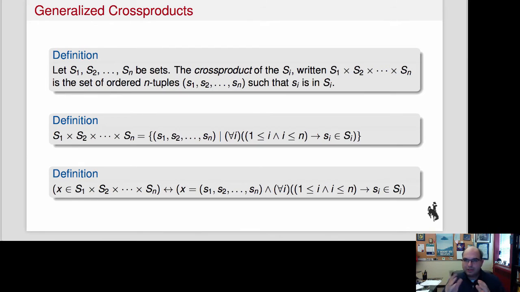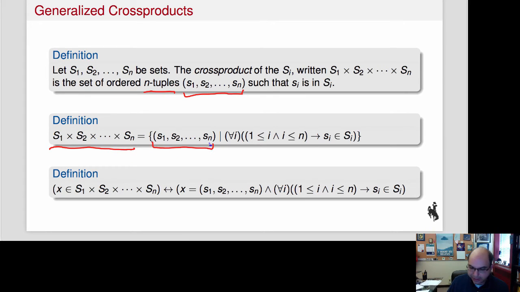All right, so we talked about cross products. Let's generalize that a little bit. Instead of having two sets, let's have n sets, and we talk about the cross product of all n of them combined. What we get are not ordered pairs or two tuples, we're going to get n tuples, and that's what's generalized about this. So it's S1, S2, up to S sub n, where S sub i belongs to capital S sub i. Here we have the definition. This is what we're looking for.